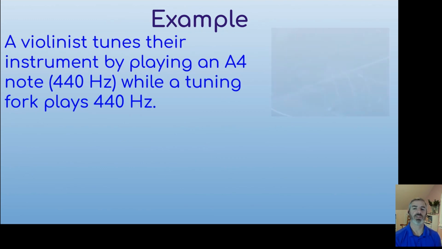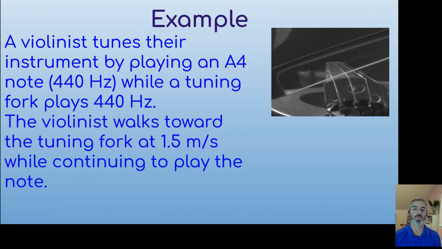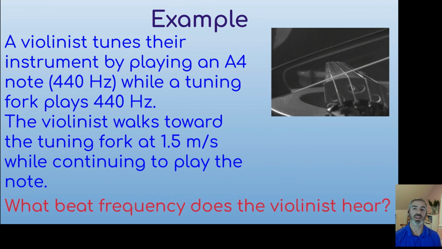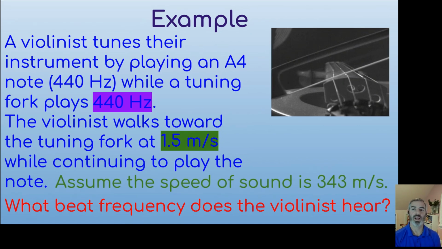So we have a violinist who tunes their instrument by playing an A4 note, which is 440 hertz, while a tuning fork plays another 440 hertz. The violinist walks towards the tuning fork at 1.5 meters per second while continuing to play that note. We want to calculate the beat frequency the violinist hears. So we know that the tuning fork is playing a note of 440 hertz, and the violinist walks towards it at 1.5 meters per second. Towards means the wavelengths are going to be shorter, so they're going to hear a higher frequency than 440 from the tuning fork, but they'll hear 440 from the violin. And we're going to assume the speed of sound in air at room temperature is 343 meters per second.